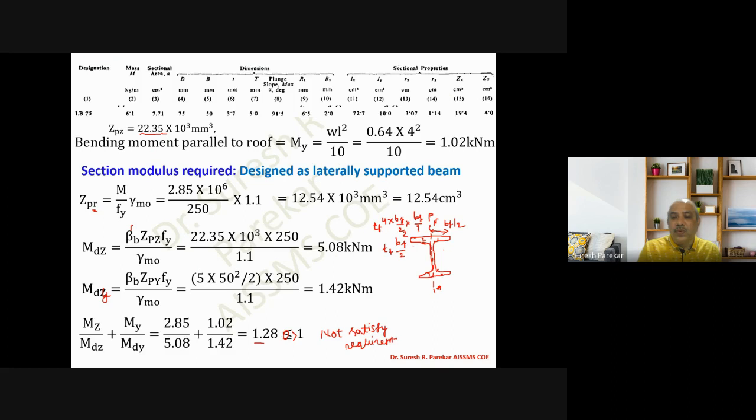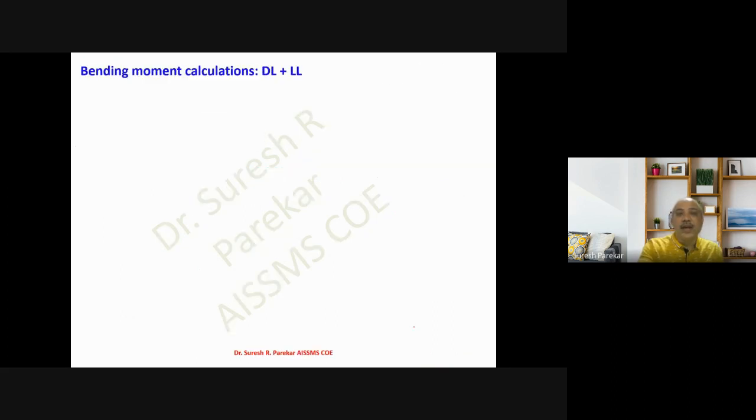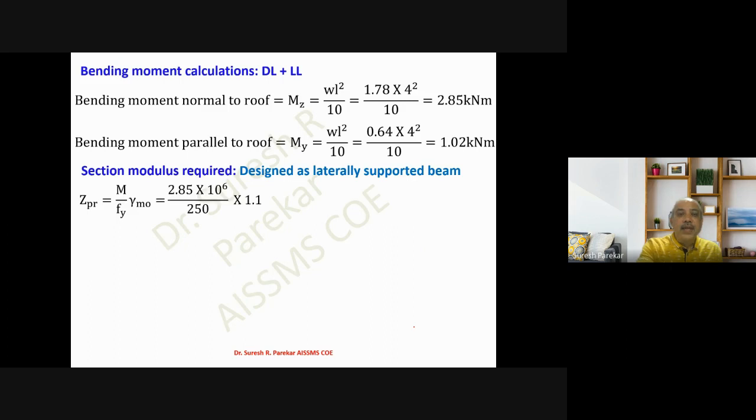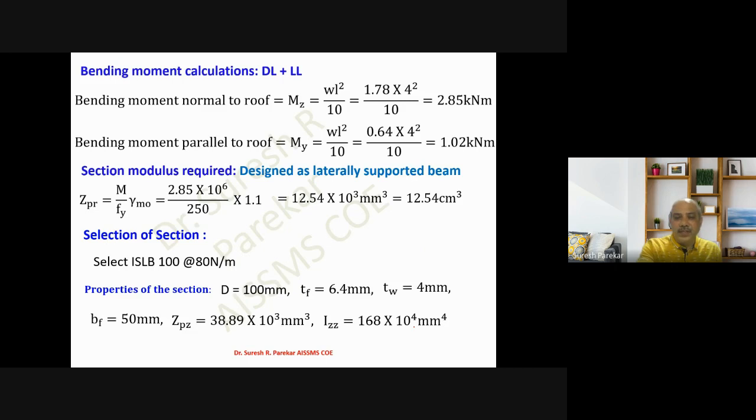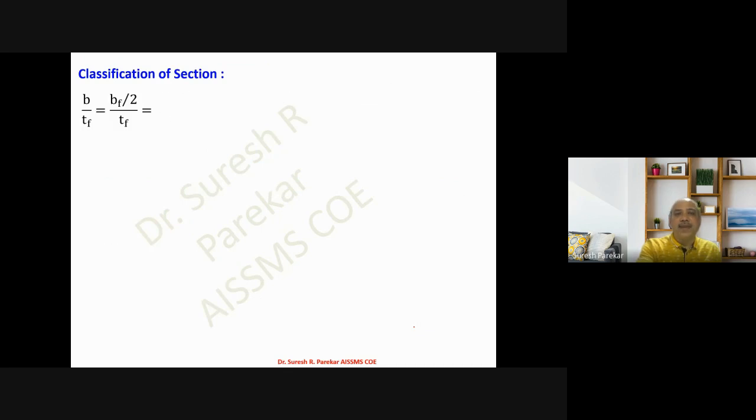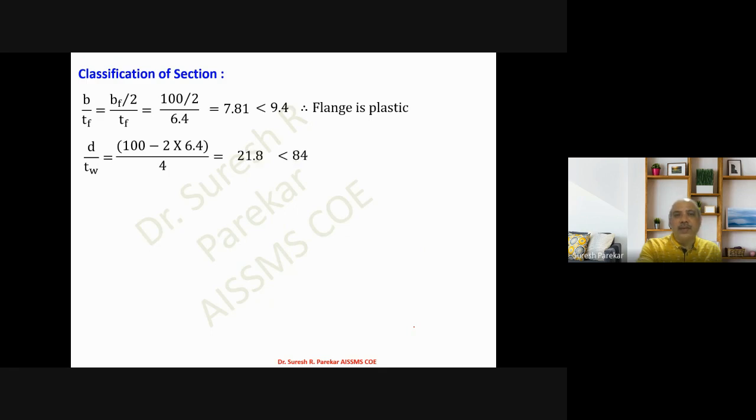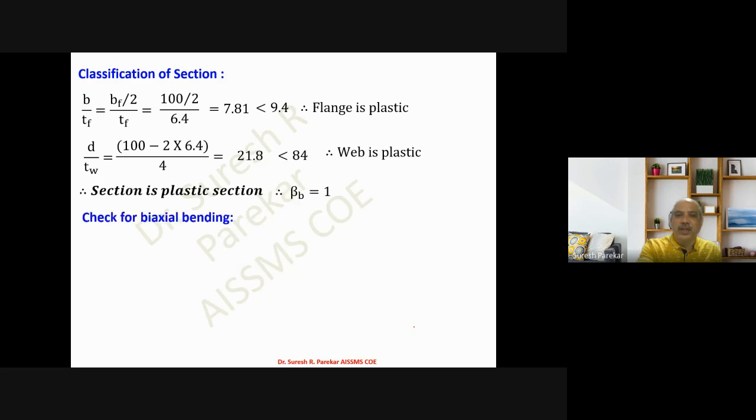And therefore we have to take the next section, and we have taken next section, that is ISLB 100 at 980 Newton per meter. And then we have these properties ZPZ, IZZ, TF, TW, BF. And then we will classify this section as per our requirement. So we have B by TF, that is 7.81, that is 100 by 2 9.4, and then 21.8 less than 84. So flange is plastic, web is plastic, section is plastic section, beta B is 1.